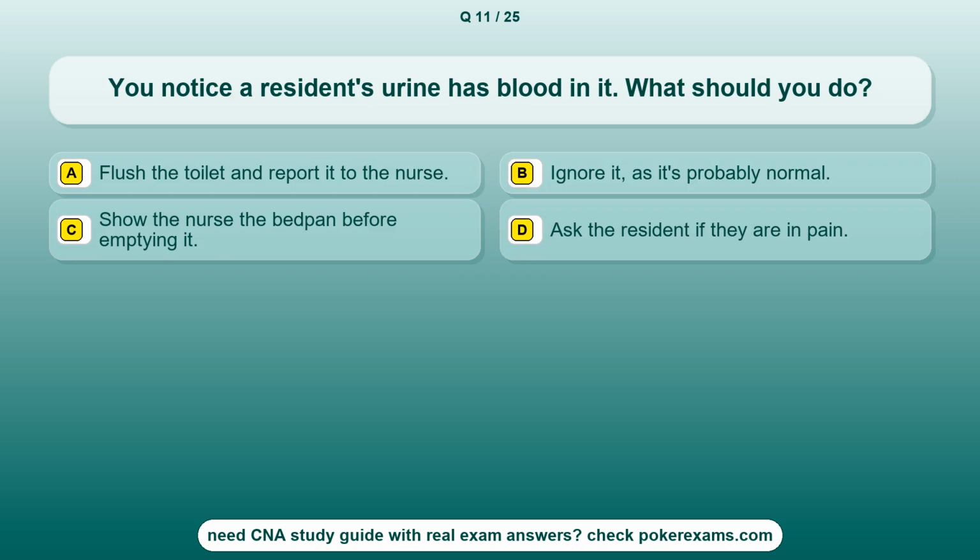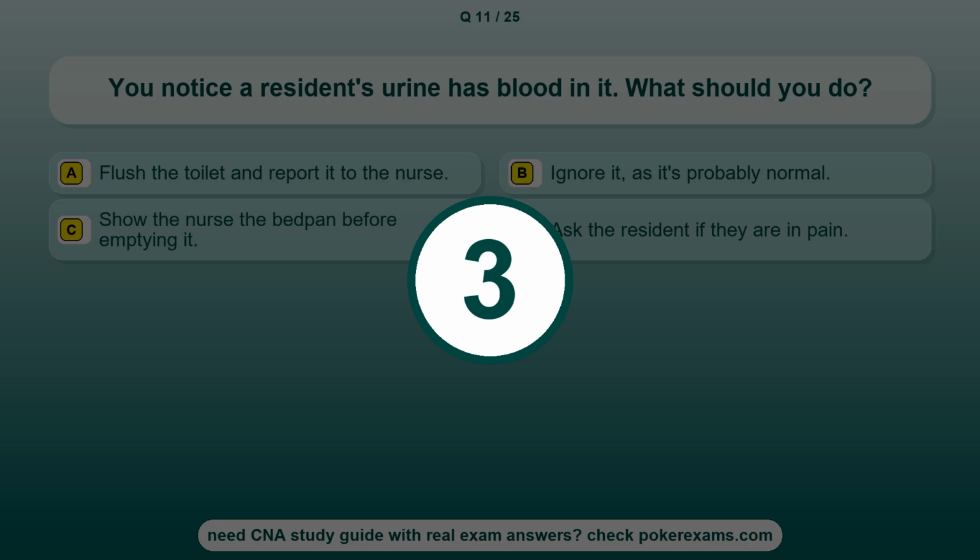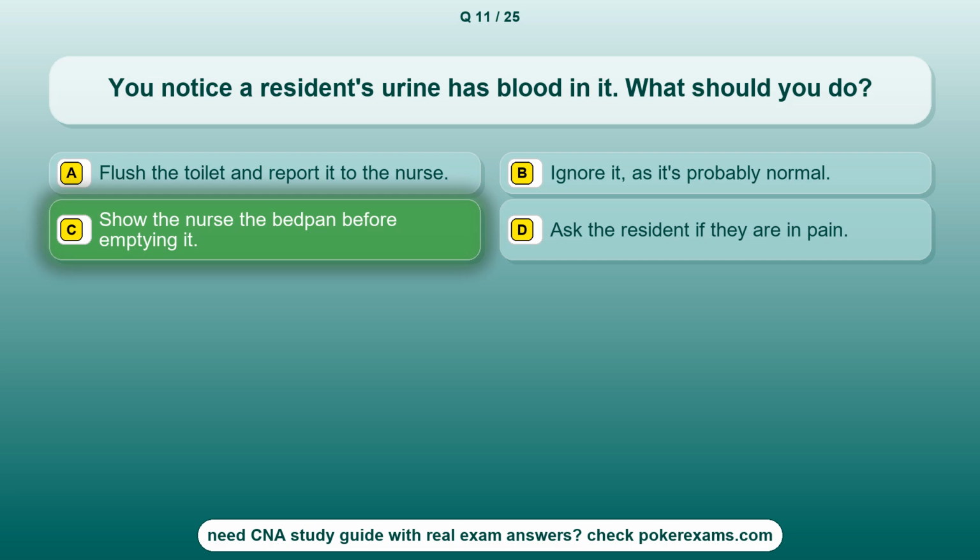Question 11. You notice a resident's urine has blood in it. What should you do? Option A, flush the toilet and report it to the nurse. Option B, ignore it, as it's probably normal. Option C, show the nurse the bedpan before emptying it. Option D, ask the resident if they are in pain. The correct answer is option C, show the nurse the bedpan before emptying it.